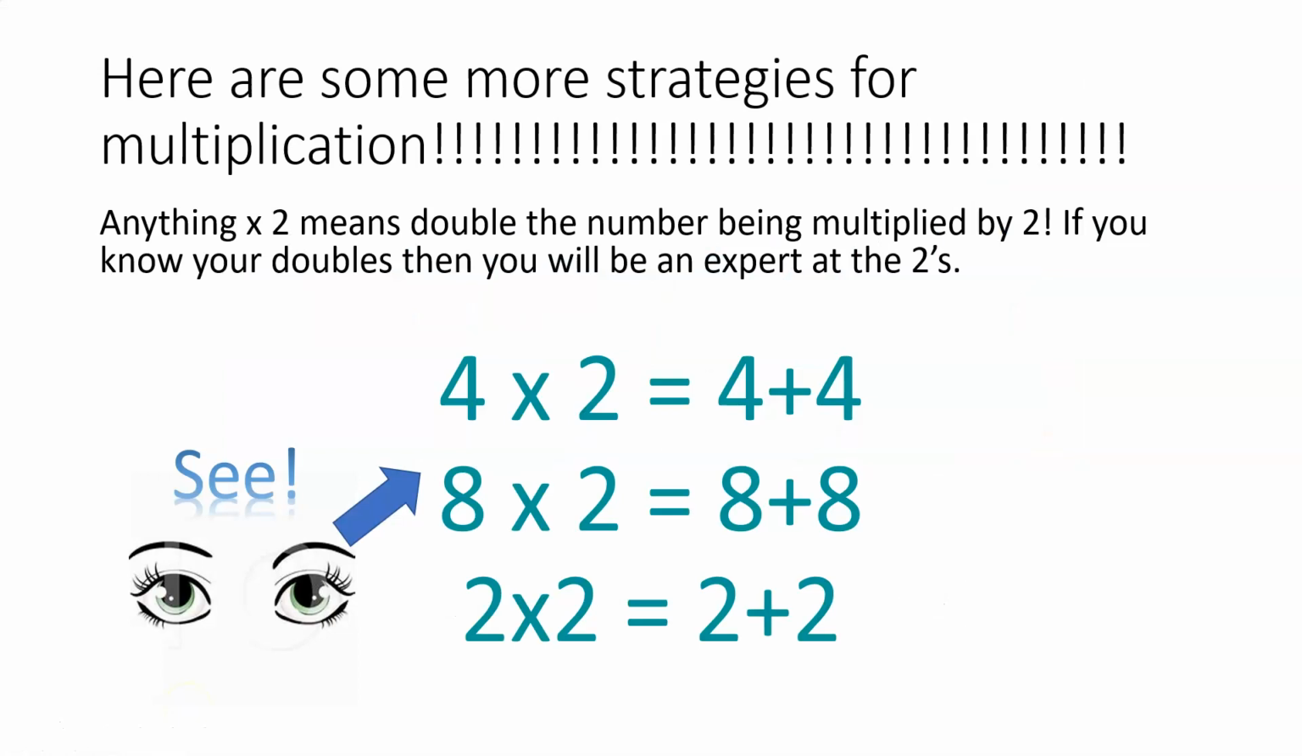Here are some more strategies for you. For multiplication, anything times 2 means double the number being multiplied by 2. If you know your doubles, then you will be an expert at the 2s.